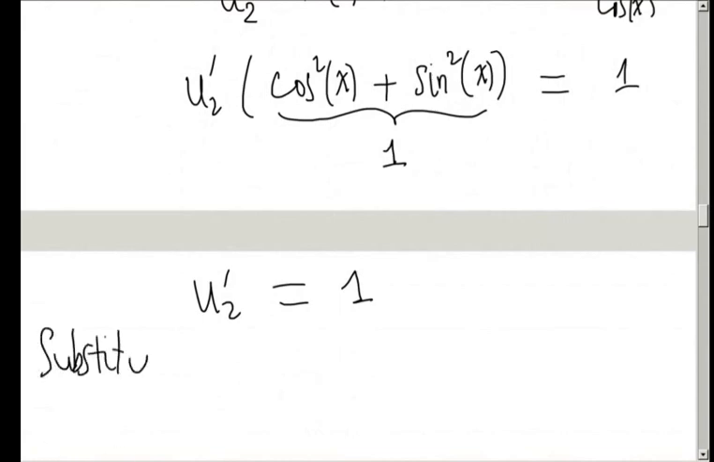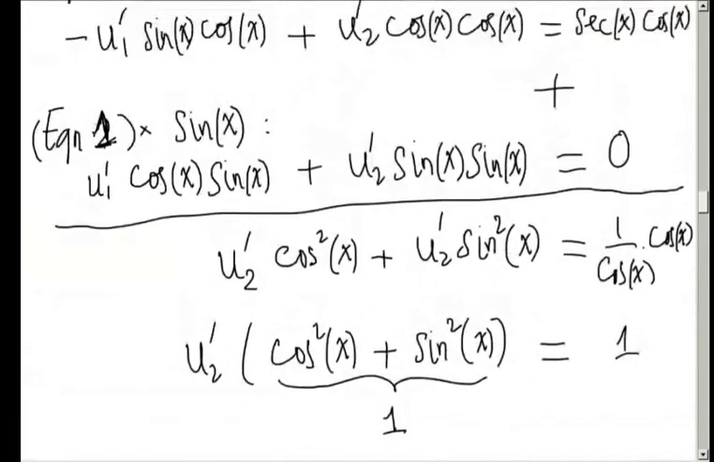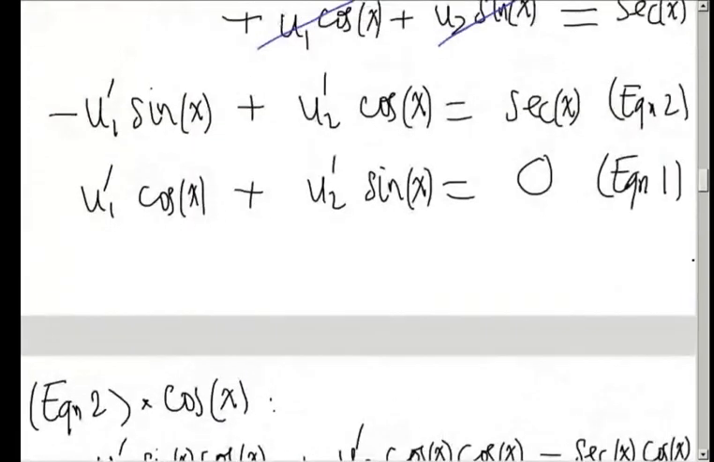Substitute into equation 1. After solving for u2 prime, you may substitute in either equation 1 or 2, but I would recommend equation 1 because that equation is easier. If you go back here, equation 1, the right hand side is 0, so much easier. Now we substitute u2 prime equal to 1 into here.